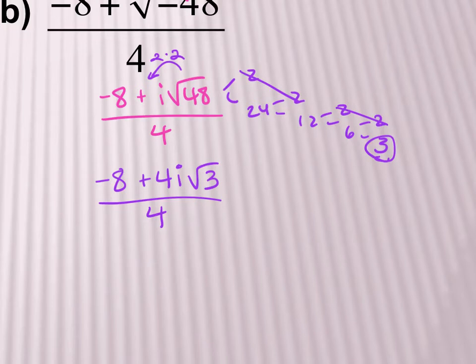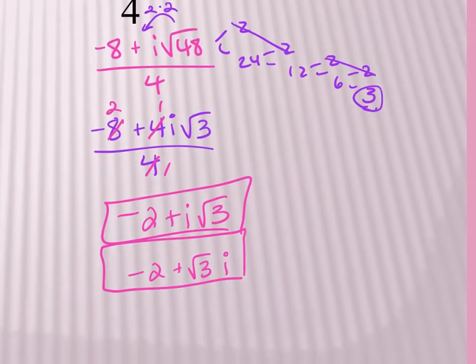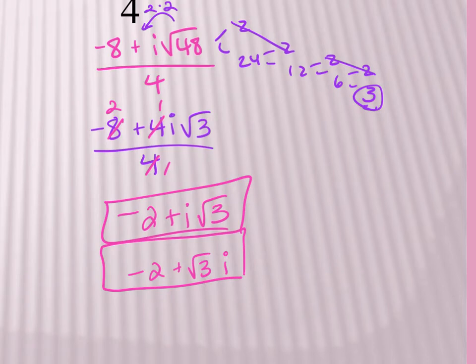And then those are all divisible by 4. So this is 1, this is 1, this is 2. Negative 2 plus i root 3 or negative 2 plus root 3 i. Same answer, different order. Questions before we move on?